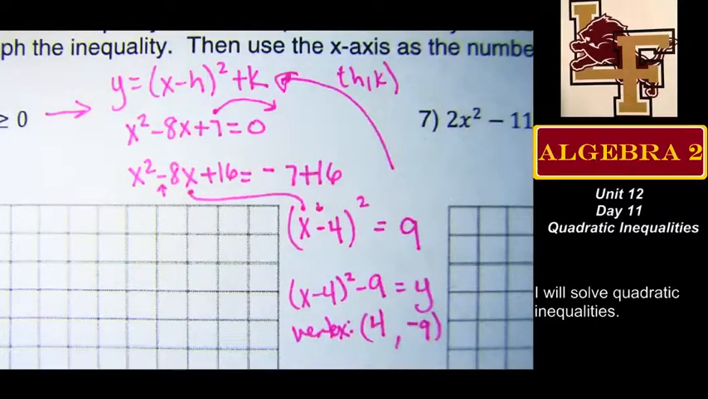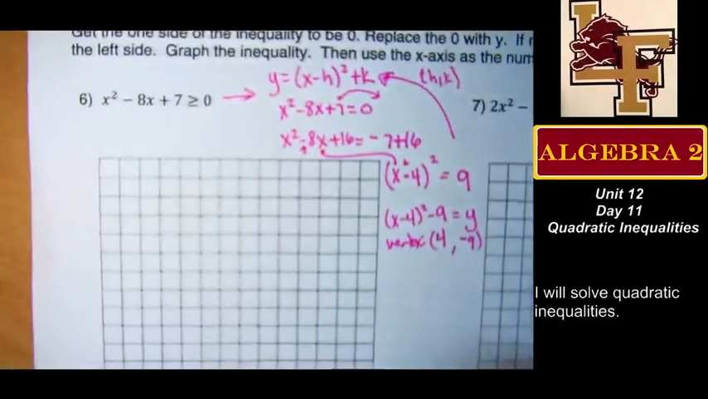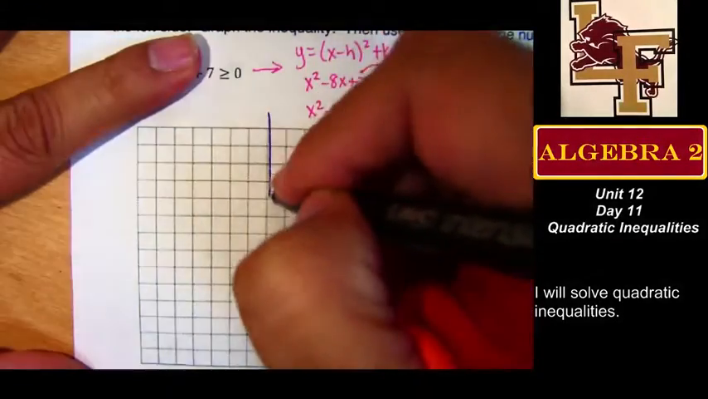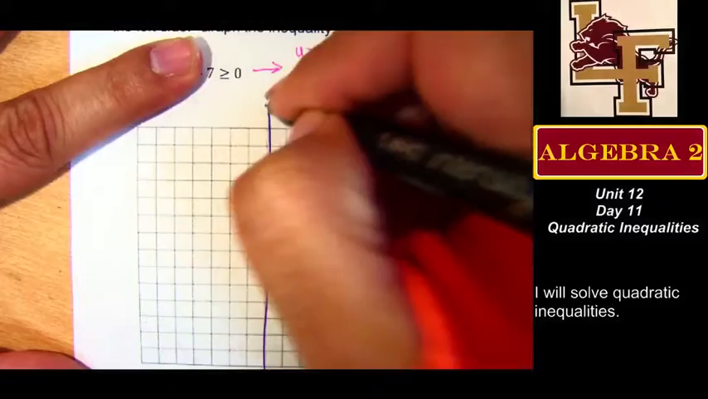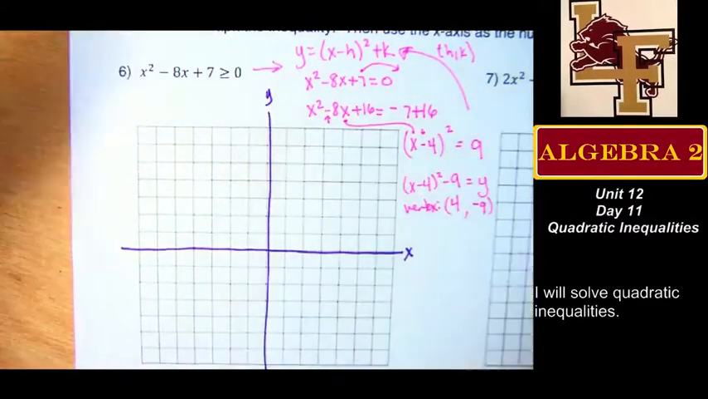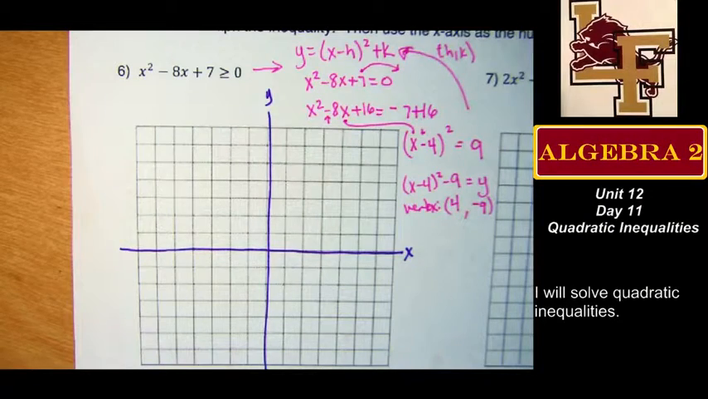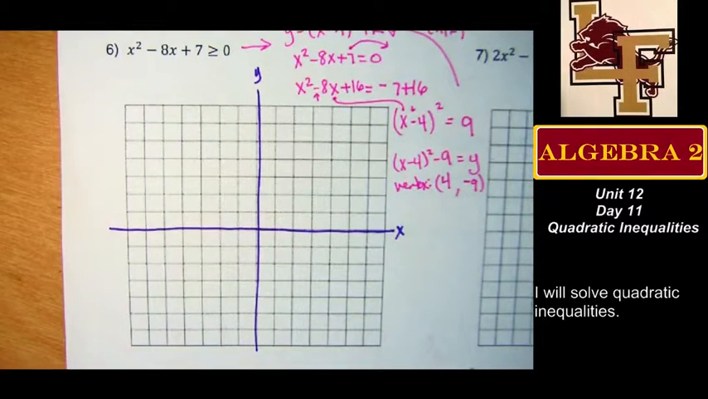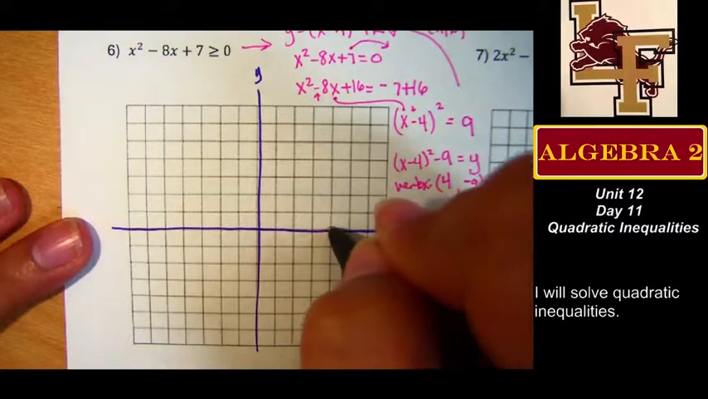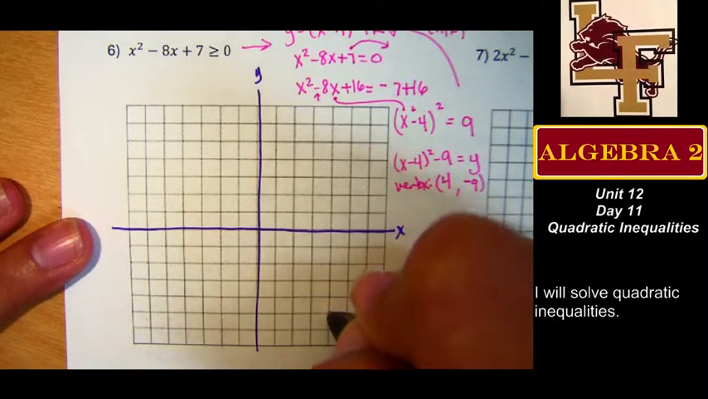All right, I'm going to graph this thing now. I know where the vertex is. Time to do some graphing. So I'm going to throw in some axes. No one cares where you put these things. Your favorite place. I like it centered. That's just me. All right, and I'm going to graph it. 4, -9. 1, 2, 3, 4. 1, 2, 3, 4, 5, 6, 7.